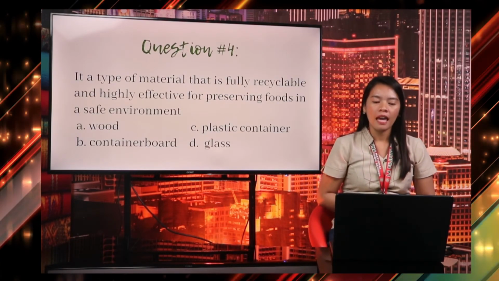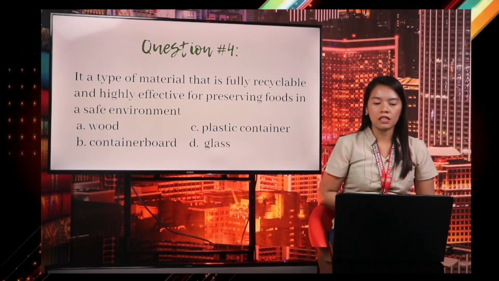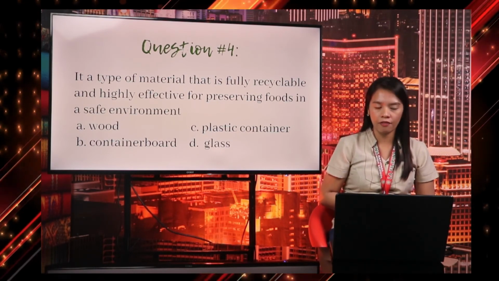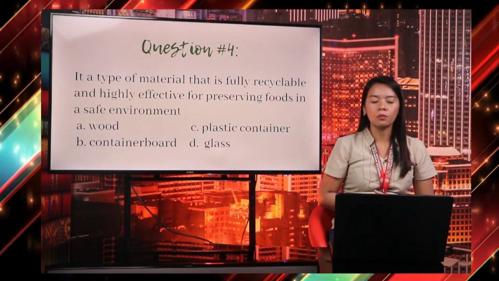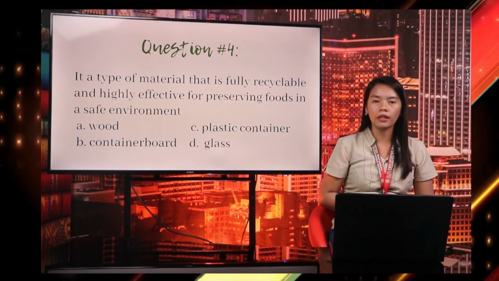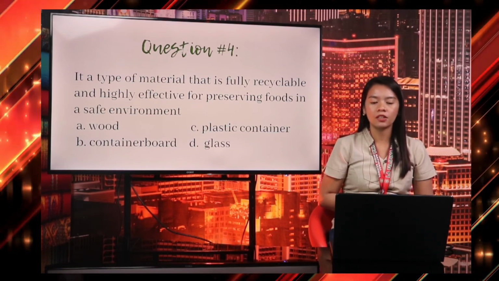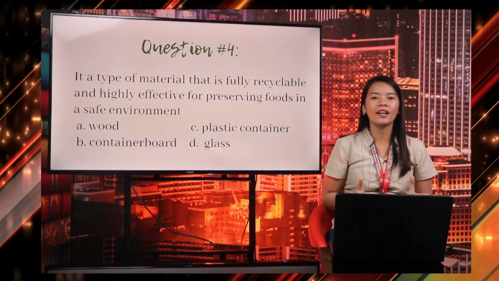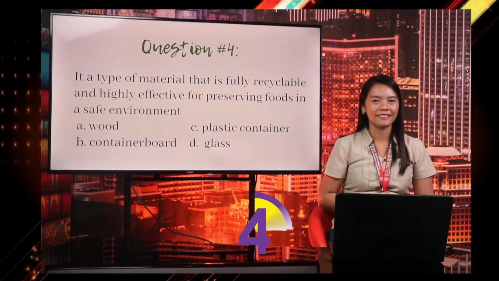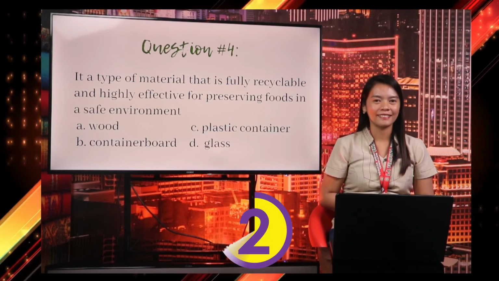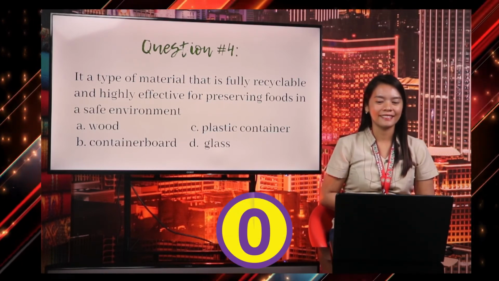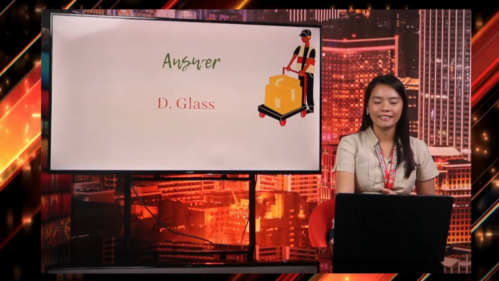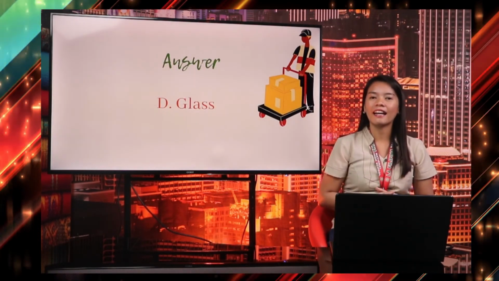Next item. It is a type of material that is fully recyclable and highly effective for preserving foods in a safe environment. Letter A, wood. Letter B, container board. Letter C, plastic container. Letter D, glass. Timer starts now. Let's reveal the answer. Answer is letter D, glass.